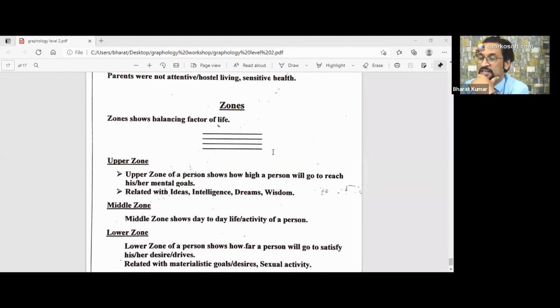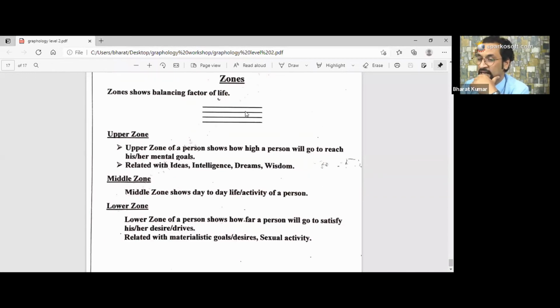So if someone is writing only in the upper zone, it shows how high a person will go to reach his mental goal. It is related with ideas, intelligence, dreams and wisdom. If a person is writing in the middle zone only, it is about day-to-day life activity. If a person is writing in the lower zone, it shows how far a person will go to satisfy his or her desires. It is related with materialistic goals and desires of life. In this way, the second level is over.